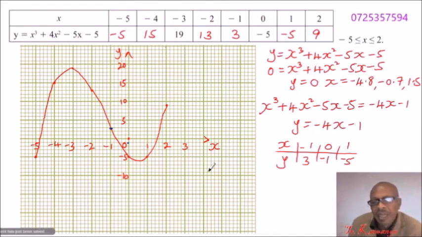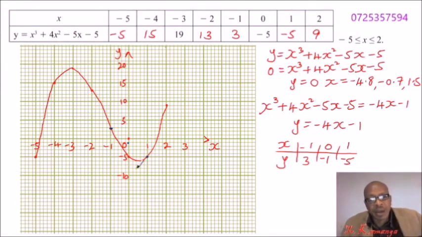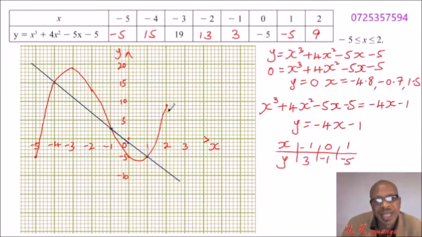We have it. When x is 1, y is 5. So what you do is you draw a straight line passing through these points and see how it looks like. So this is a graph that I have come up with. Okay, I had forgotten to label my graph.